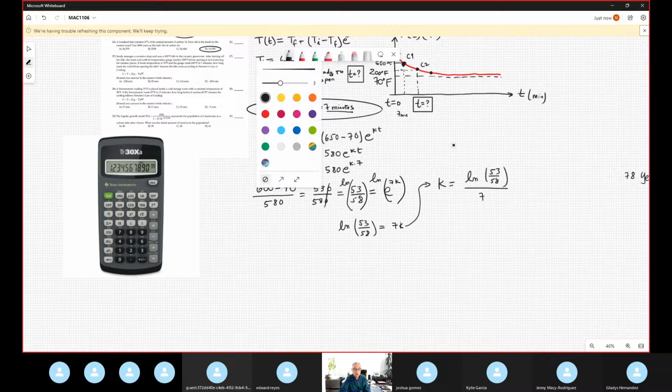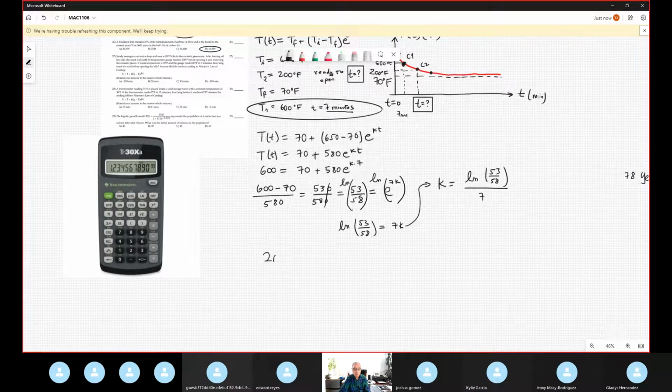In the condition 2, the temperature now is 200. 200 is the moment to be ready to open the door of the oven. S equals 70, same formula, plus 580 e to the kt. But what's the difference now? The difference now is that we have the k value, this value. And you substitute, and that's it. Let's do it.